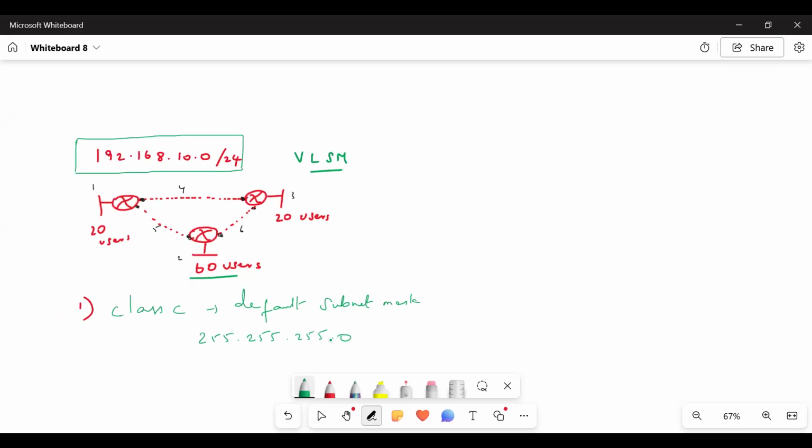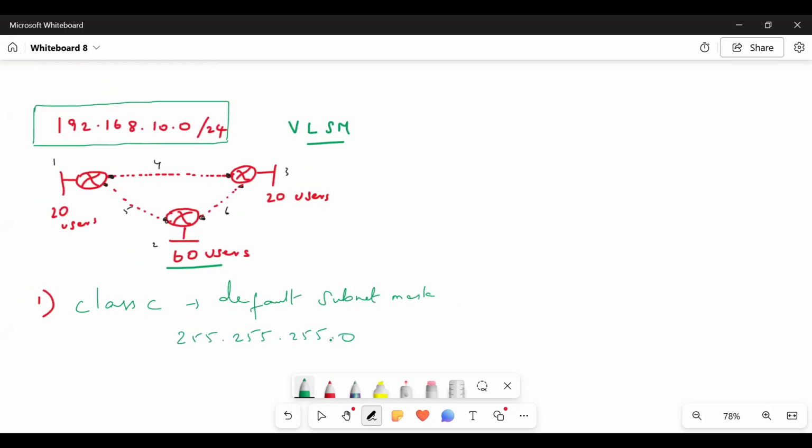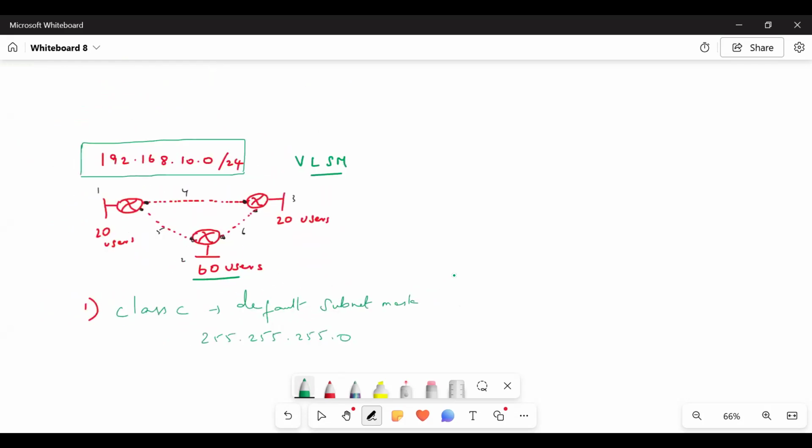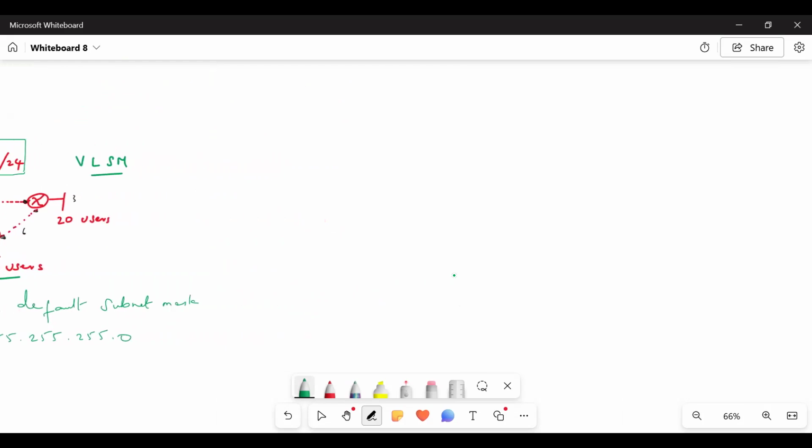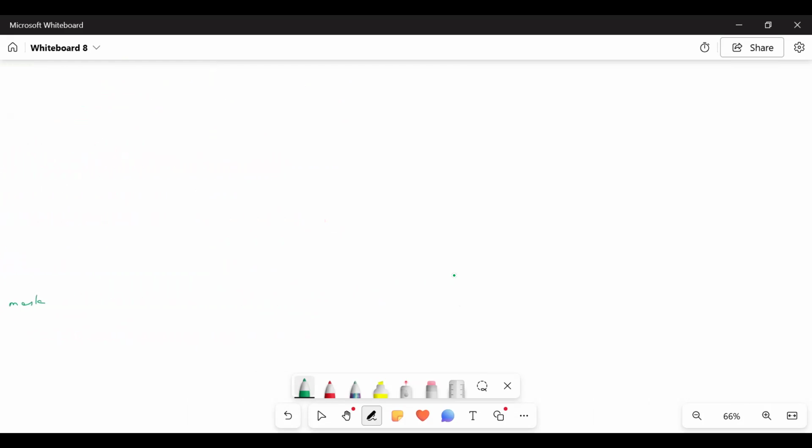255.255.255.0. Our next step is to convert that into binary format: 8 bits dot 8 bits dot 8 bits dot 0, 0, 0, 0, 0, 0, 0, 0. Okay.